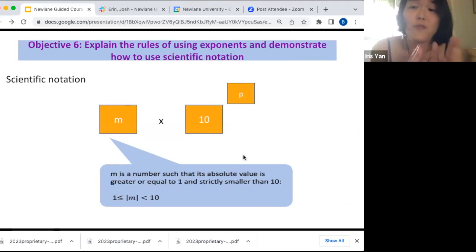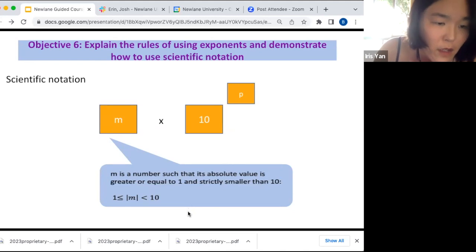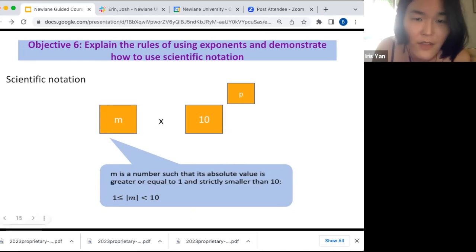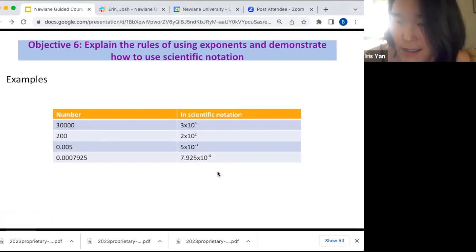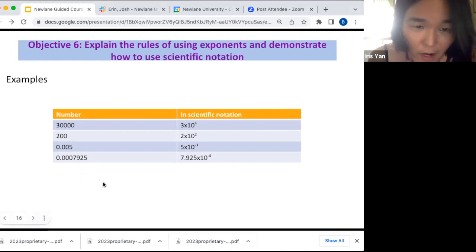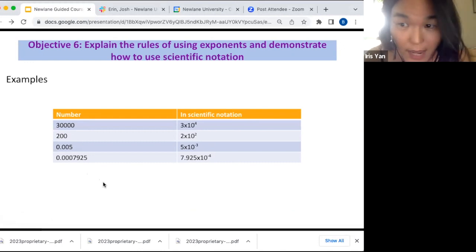So we can start from small numbers. Let's go to the next slide. I have some examples. Let's start from the second one, right? Second one, 200. That's like the famous one. I should have put that first. Sorry. 200 is like 2 times 100, and 100 is 10 to the power of 2.